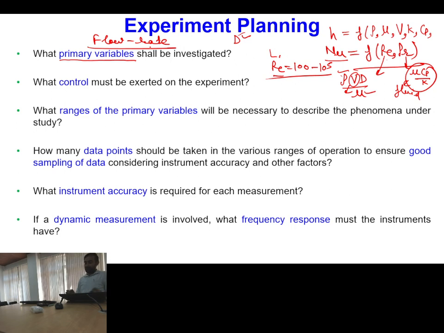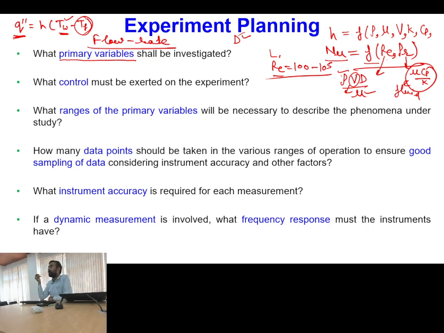Then of course what I have written is a functional relationship. But if you have to exactly calculate the value of heat transfer coefficient, then you need to write the equation of heat flux equal to H times T wall minus T fluid. So you have a requirement of measurement of the fluid temperature and of the wall temperature, and you also need to control heat flux. So that is also our requirement.